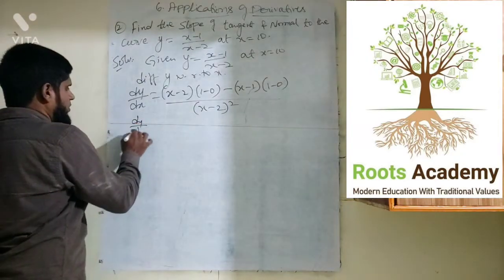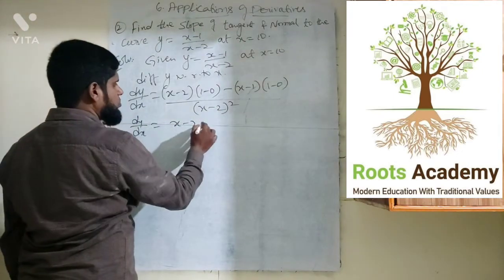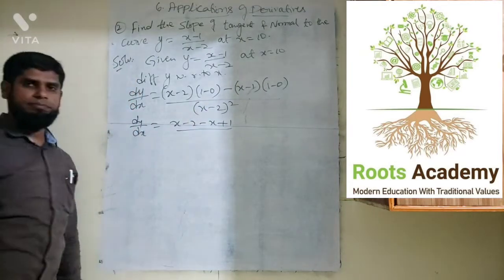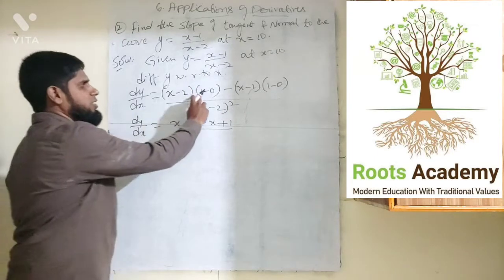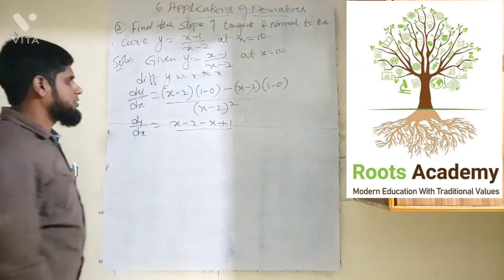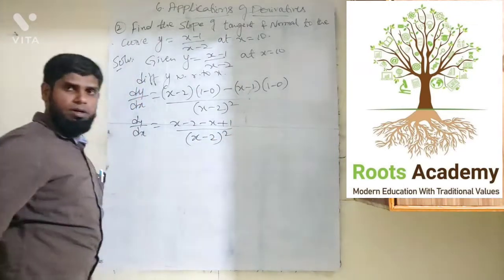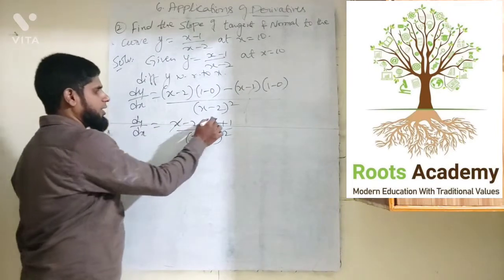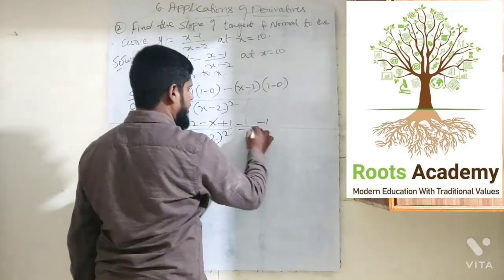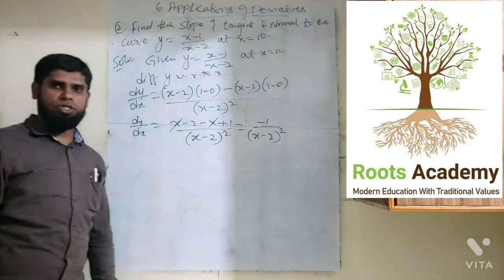So finally our dy by dx is equals to x minus 2 minus x minus into minus plus 1, because anyhow it is multiplied by 1, we can directly multiply the negative sign. x minus 2 whole square. After this, positive x and negative x gets cancelled. Minus 2 plus 1 is minus 1 by minus 2 whole square.